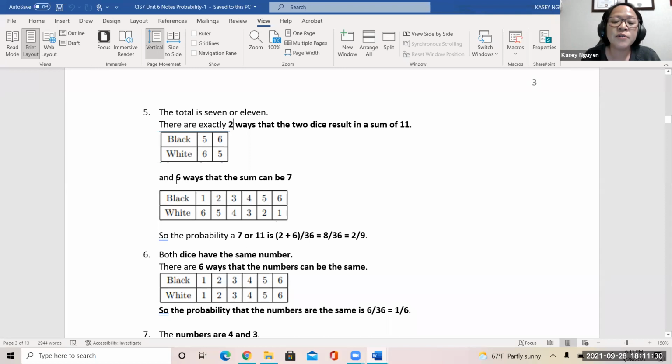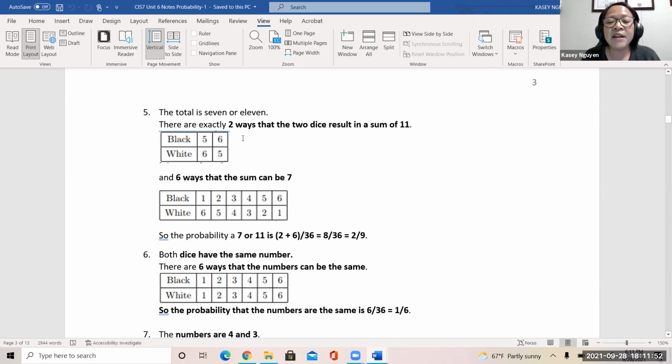And we also can look at the sum of 7. Well, I know that there's 1 and 6, 2 and 5, 3 and 4, 4 and 3, 5 and 2, and 6 and 1. That will give me a total of 7. So if you count this up, that will be 6 ways to get a sum of 7.